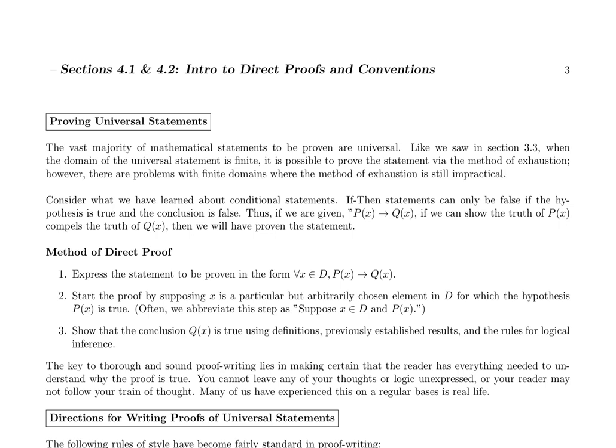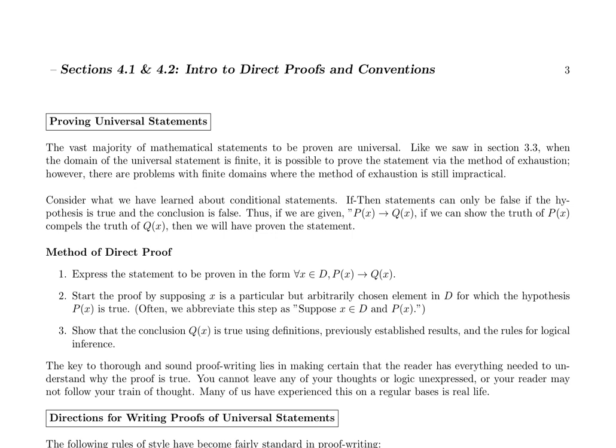So the vast majority of mathematical statements to be proven are given in a universal form, particularly in a universal conditional form. And like we saw in section 3.3, when the domain of a universal statement is finite, it is possible to prove the statement via the method of exhaustion. However, when it's an infinite domain, we need another option because we would never stop writing if we tried to use the method of exhaustion to prove a universal statement true for an infinite domain.